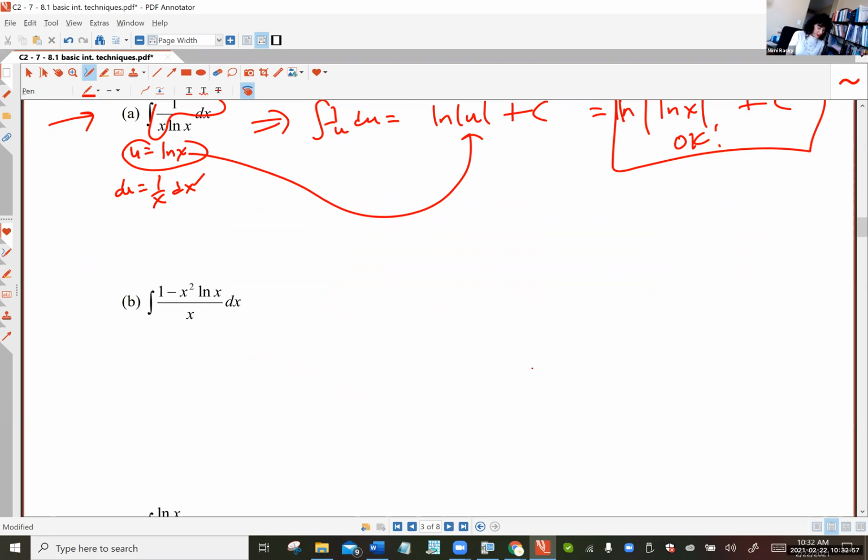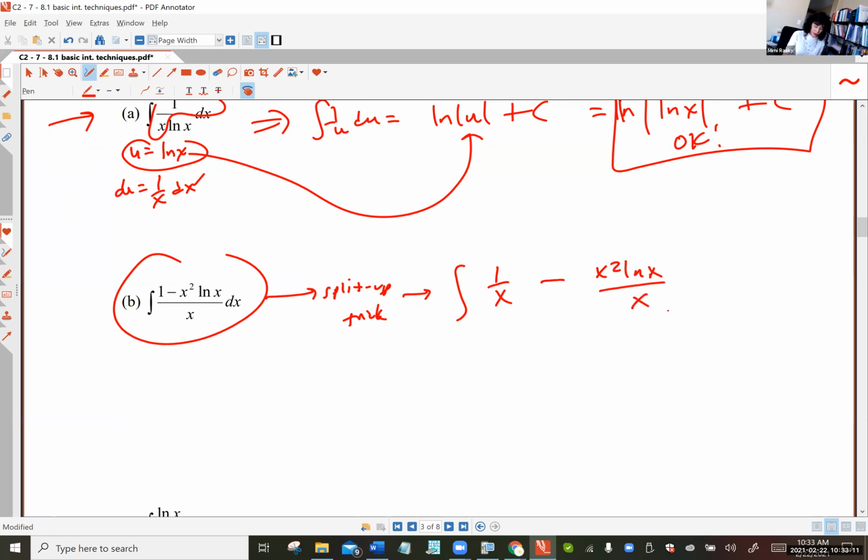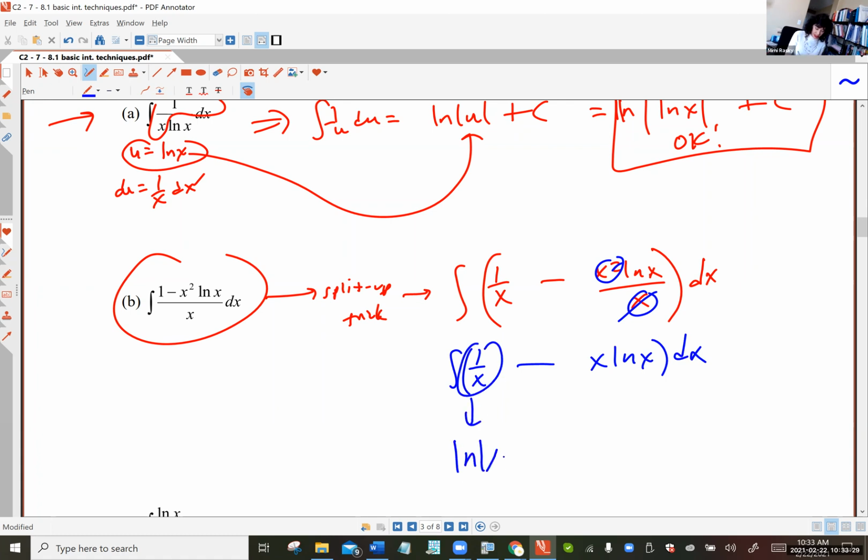Let's move on. This one looks pretty weird, and I'm going to need to use the split up trick on it, even though it's not a trick. It's just basic math. So I'll have 1 over x minus x squared ln x over x. And then, of course, you want to reduce if possible. The second term you can reduce just a little bit because x and x squared have something in common. So really, I'm integrating 1 over x minus x ln x dx. And this is doable. This antiderivative is ln of absolute value of x. But what about this other thing? We can't do it yet.